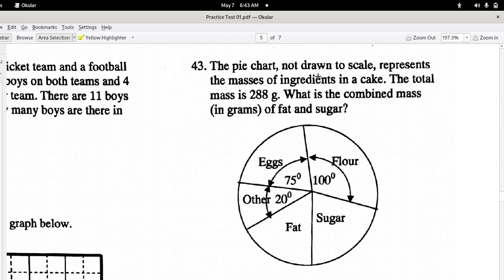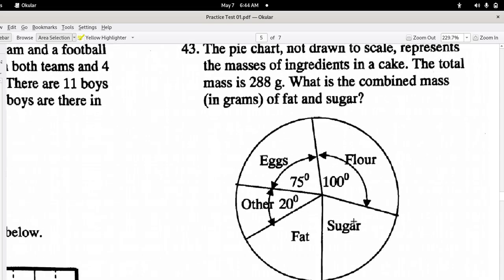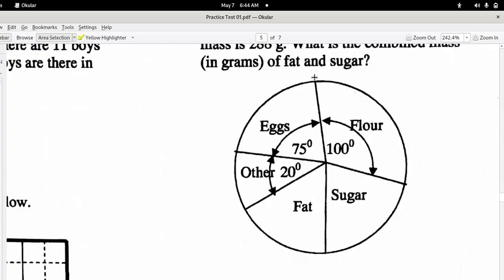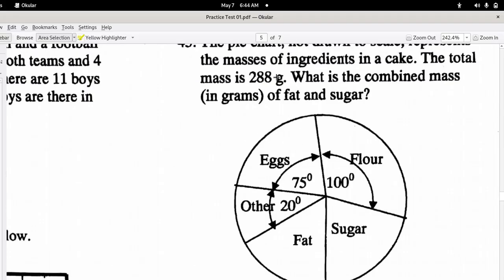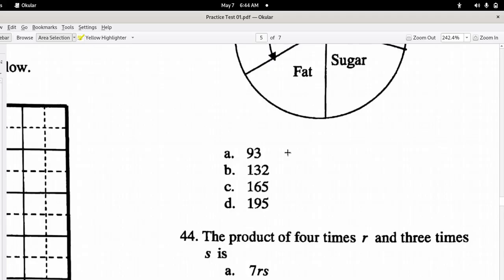Now here, the pie chart not drawn to scale represents the masses of ingredients in a cake, and the total mass is 288 grams. What is the combined mass of fat and sugar? You have fat and you have sugar. Alright? You have the angles in the other ingredients. You know the total angle in a circle. You can tell what angle is left over. And that angle, if you divide by the total angle in a circle and multiply by 288, you get your answer. Okay?